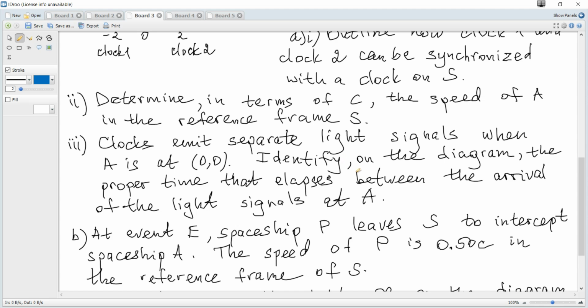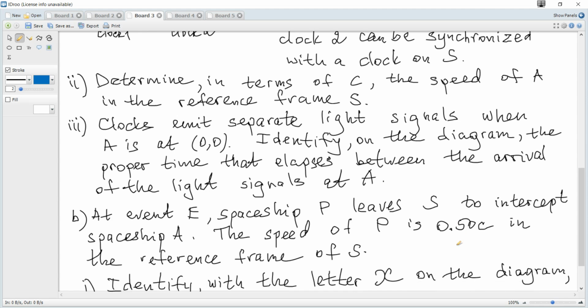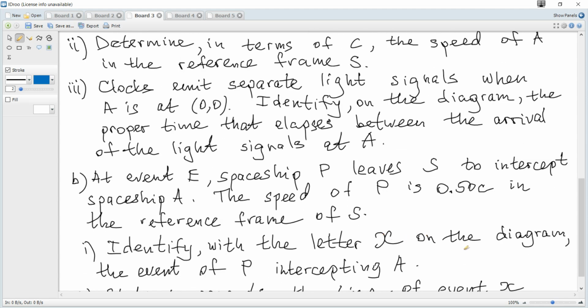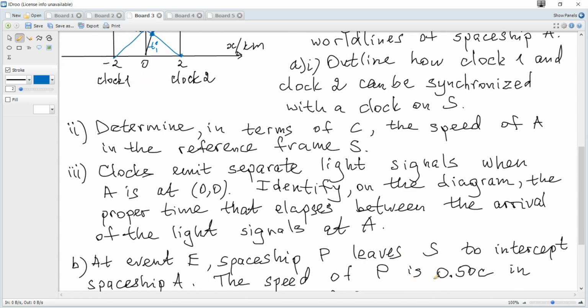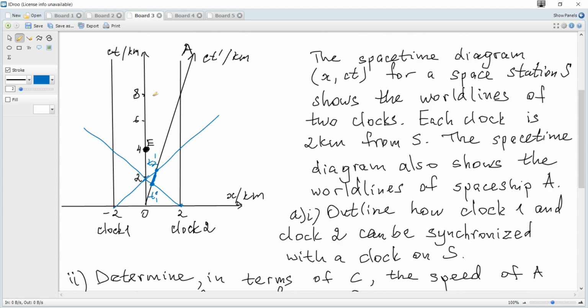B. At event E, spaceship P leaves S to intercept spaceship A. The speed of P is 0.5c in the reference frame of S. Identify with the letter X on the diagram the event of P intercepting A. So it travels at 0.5c. The tangent, opposite over adjacent, must be 0.5, and since it starts at this point, you can see that it will reach this point, so it travels in this direction, so that the tangent of this angle theta is 0.5, because it's 2, it's 4, and it's quite clear that the point of intersection is here.